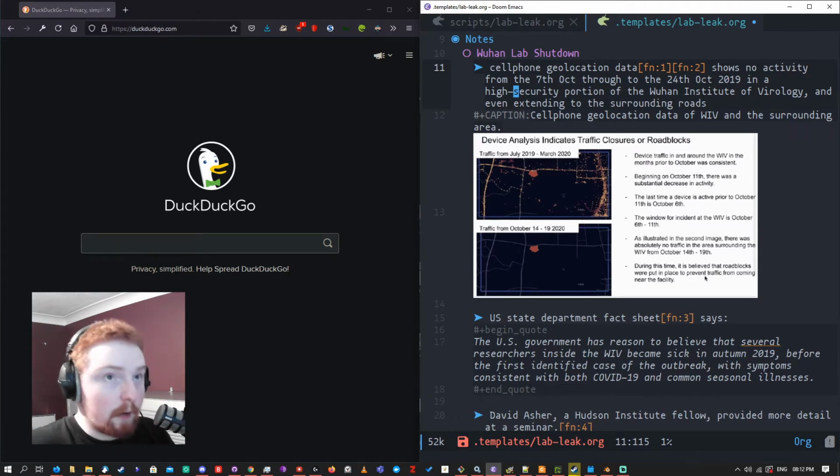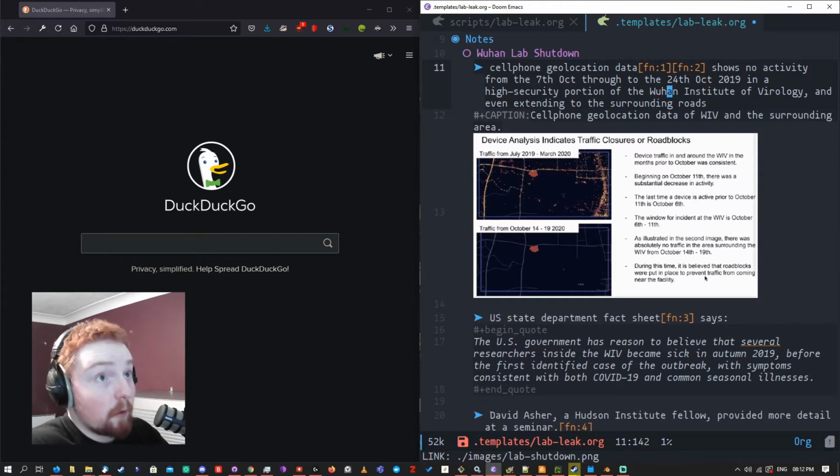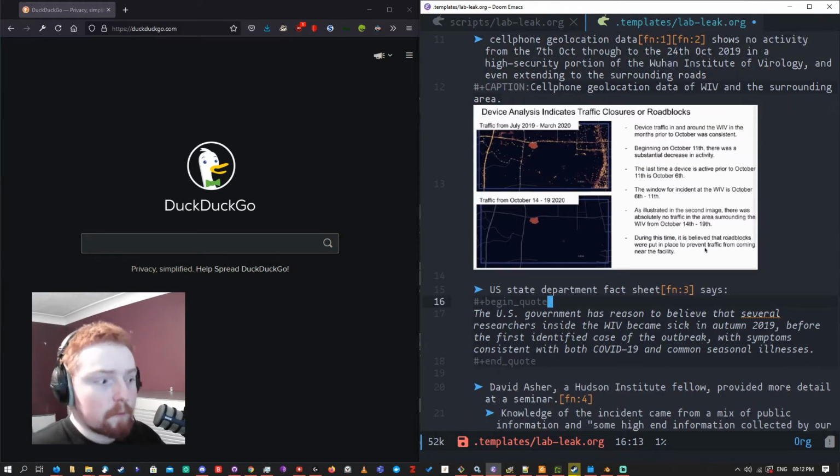between the 7th through to the 24th of October 2019, and shortly after, the virus comes out. So there's a shutdown at this lab, some sort of biohazardous event apparently. There's also reports from the US State Department of at least three people who were sick with flu-like symptoms around this time.